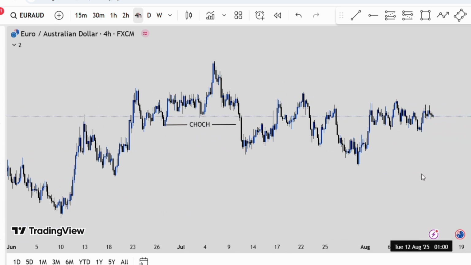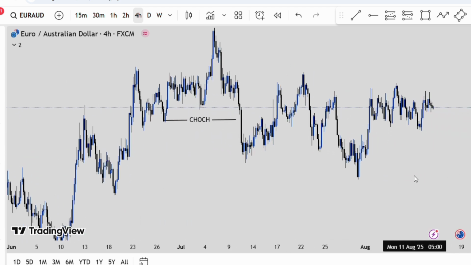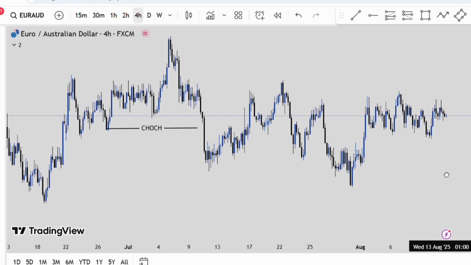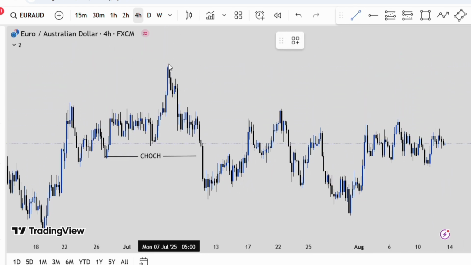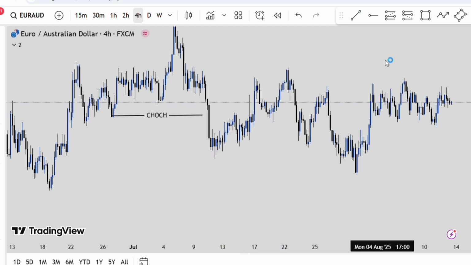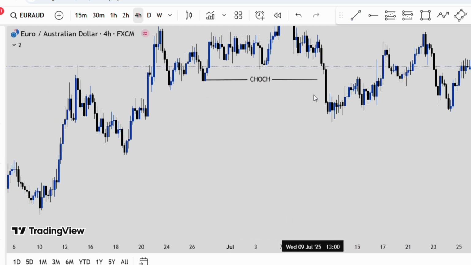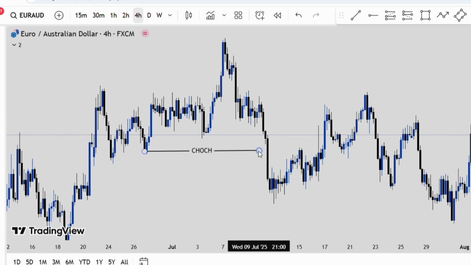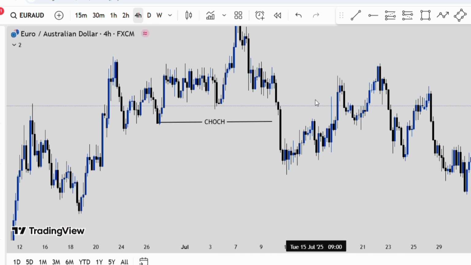From our 4-hour time frame, I think we are a little bit bearish since the month of July and this new month of August. We are bearish, and as a day trader, we need to trade every day. So let's analyze the market quickly from the 4-hour time frame.